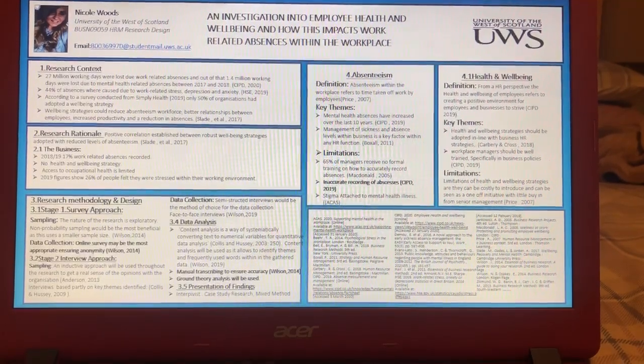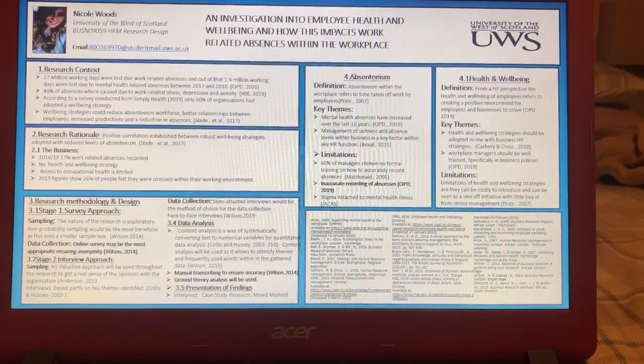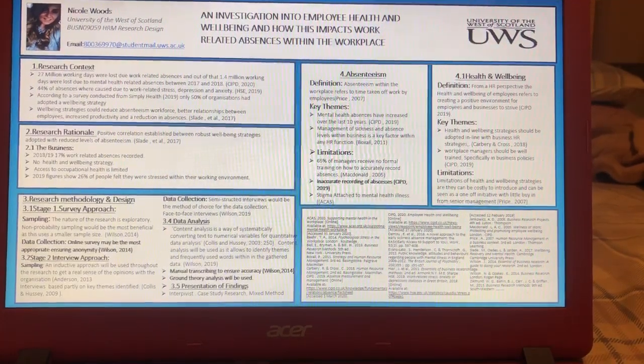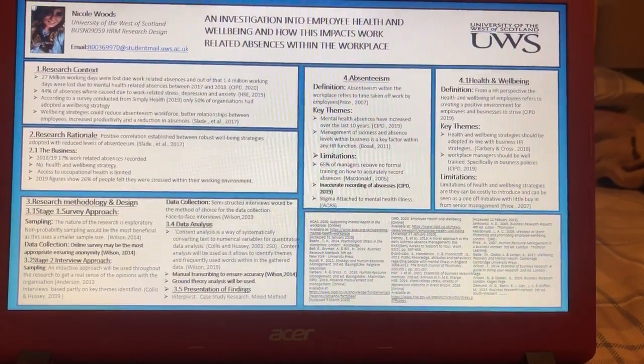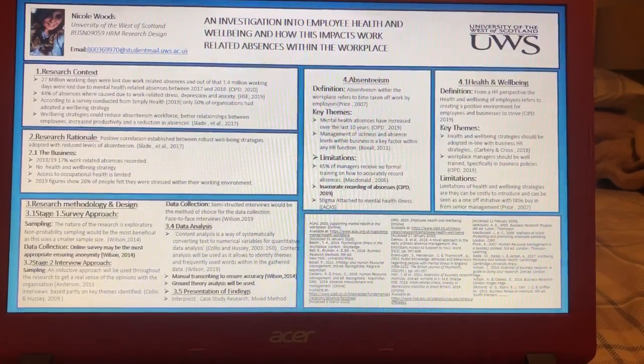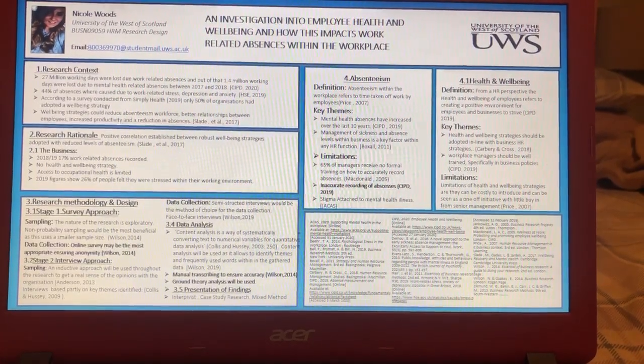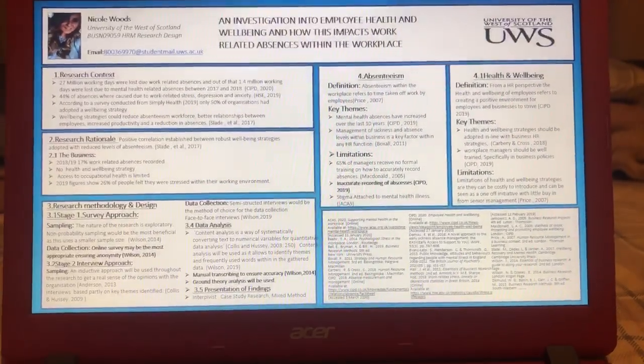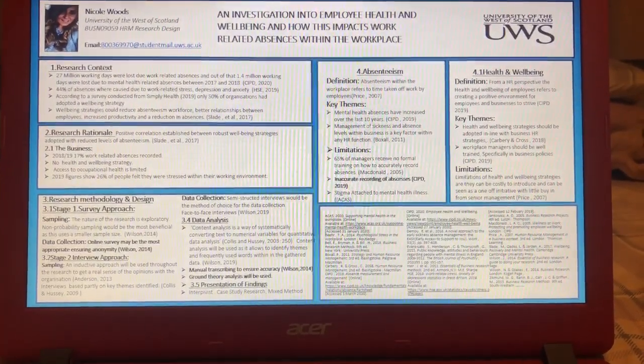but also how they implement health and wellbeing within their teams. Because I'm wanting to get specific questions answered, I would then look at using semi-structured interviews to collect my data. I feel that this would be beneficial as it's less rigid than a structured interview.